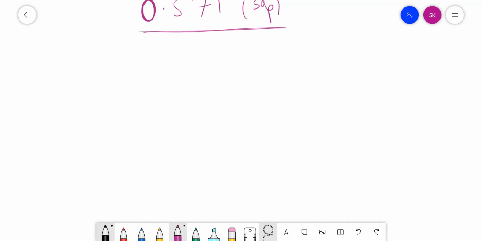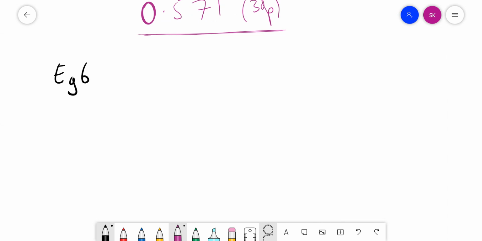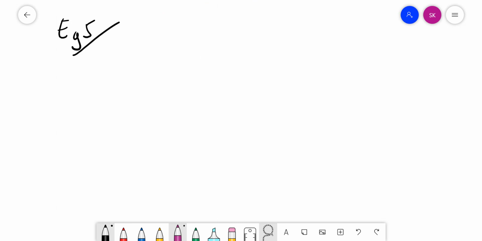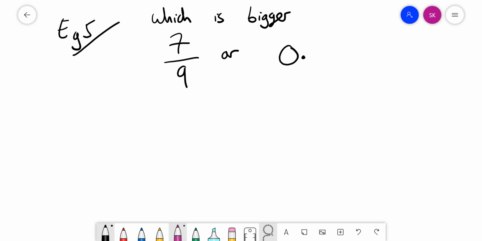And just so you can see where this is going, next week you're going to be looking at how to compare fractions with other fractions, and also sometimes fractions with decimals. For example, which is bigger, 7 over 9 or 0.77? And to do this, you would need to either convert this one to a fraction, but actually that ends up not being very helpful. The easiest thing would be to convert this to a decimal.